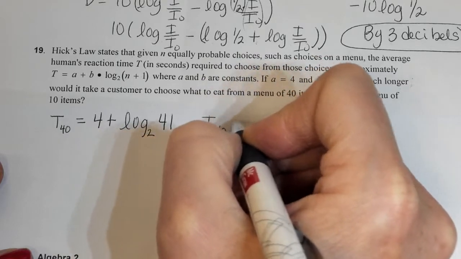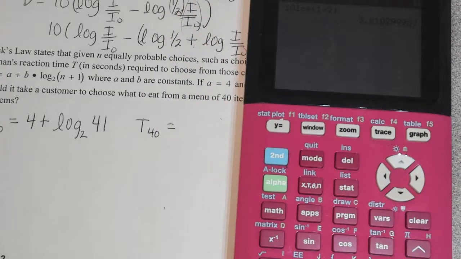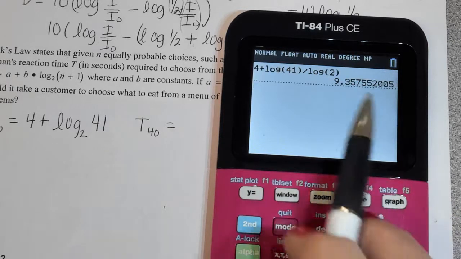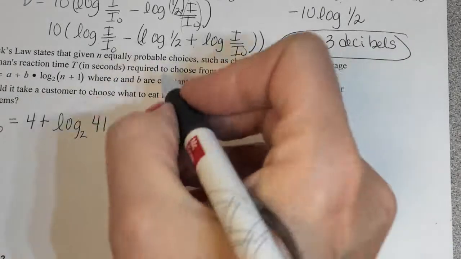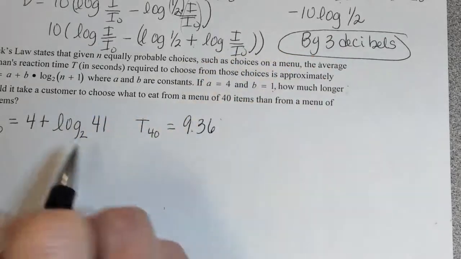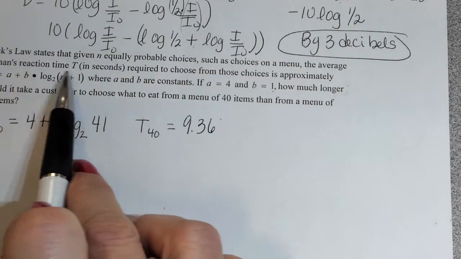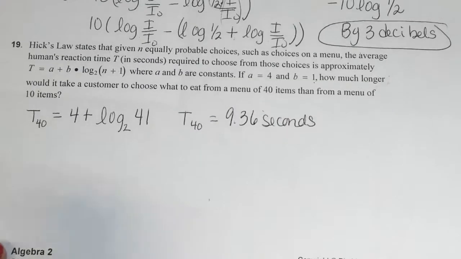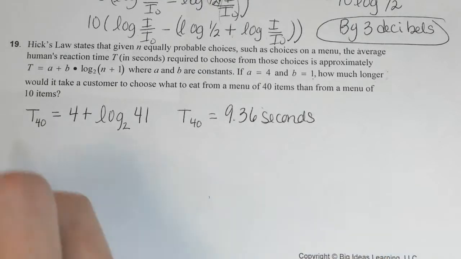So let's see what the time is if we have 40 items. Just need to use our calculator here. So 4 plus, I can either use my change of base formula. Let me use that this time. Log 41 divided by log 2. Oh, sure. There's an extra parenthesis again. I'm used to those older calculators. So 9.36 seconds that it's going to take there. Is this minutes or seconds? Seconds. That's pretty quick. I don't think I can do that. If I had 40 items, it would take me a lot longer than that to decide.